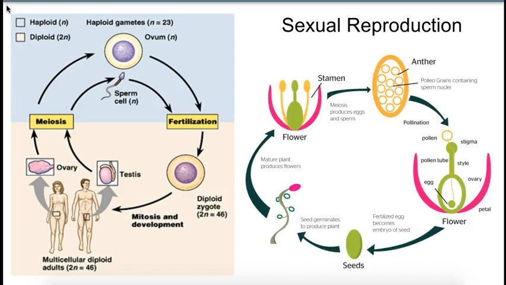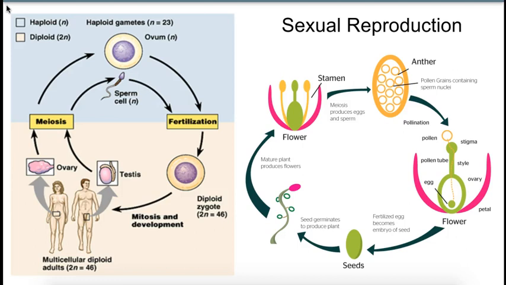We see a similar process in plants. So if we start with a flower, which is in the top left-hand corner, we can see the stamen there and the anther, which is the male part of the plant. It contains the pollen grains, which would be haploid at this stage, containing half the genetic information for this plant.